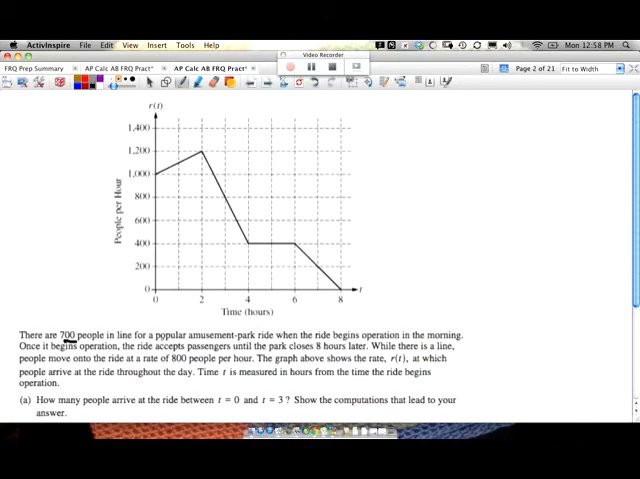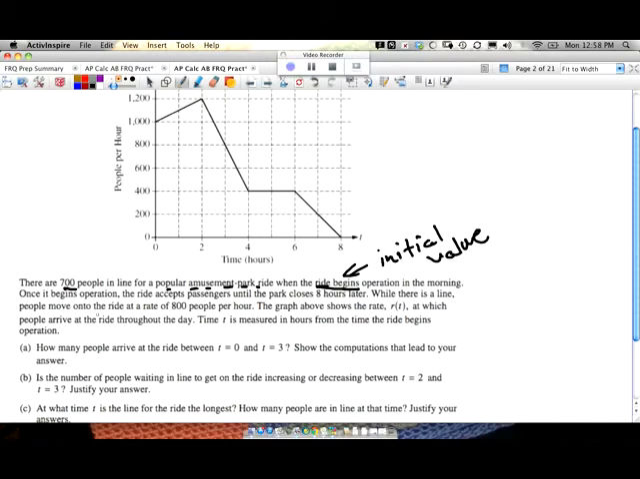Question number 1. There are 700 people in line at a popular amusement park ride when the ride begins. That's not obvious as to what's happening there, but that's an initial value. Excellent. Okay, so that was given there. While there is a line, people move on to the ride at a rate of 800 people per hour. So that's a rate, and that's an output, it sounds like.